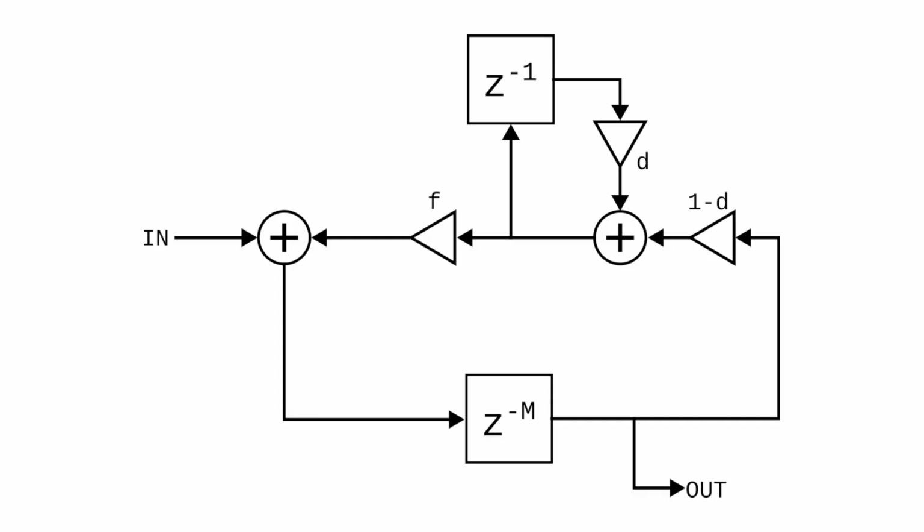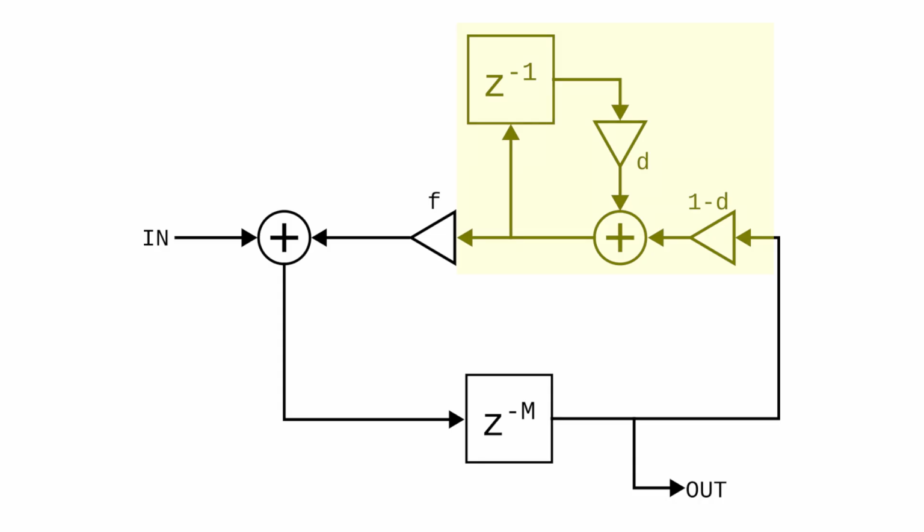If you're wondering why they are this way, they have something to do with something called the Z-transform, but we don't need to know that right now. The triangles here simply represent multiplication. Here we have D, the damping factor, and F, the feedback gain.